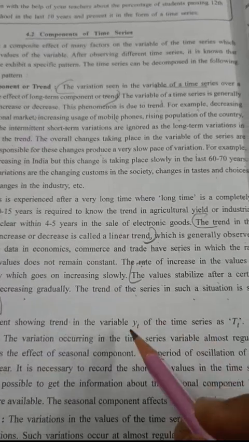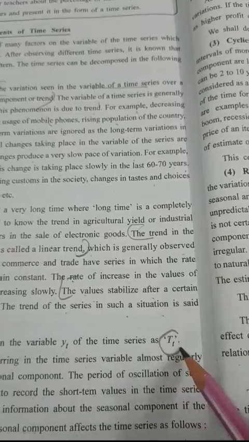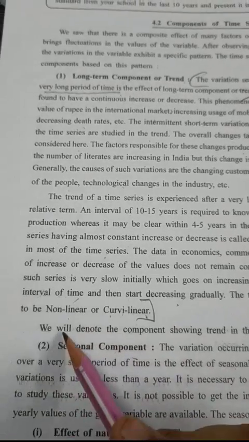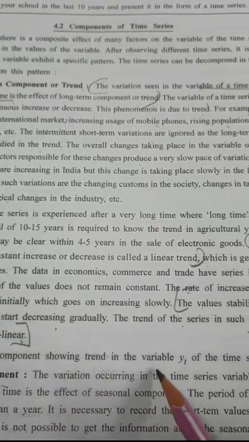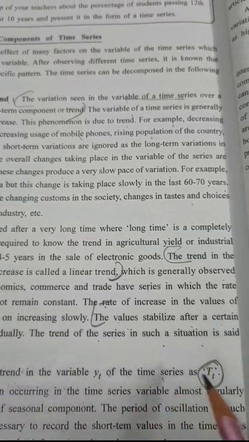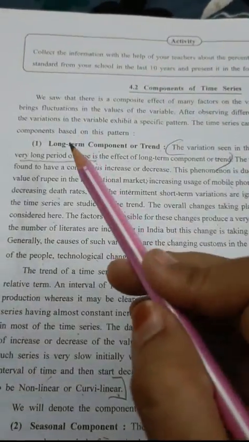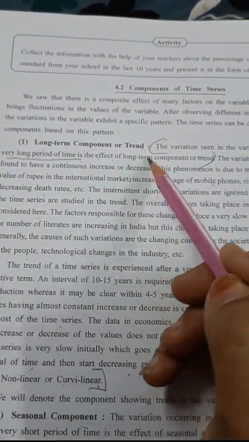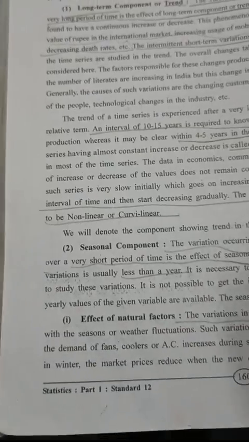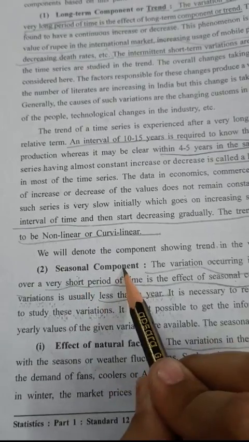Long-term component is denoted by capital TT. See here, we will denote the component showing trend in the variable yt of the time series by TT. Capital TT is known as the symbol of long-term component or trend. Now let's see the second one, seasonal component.